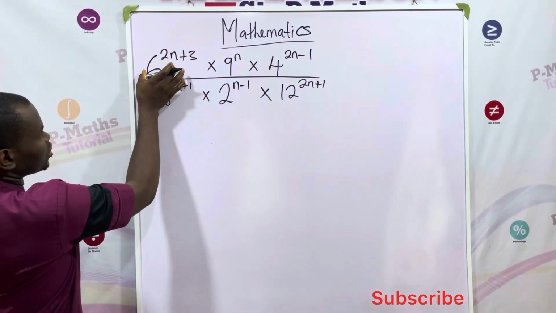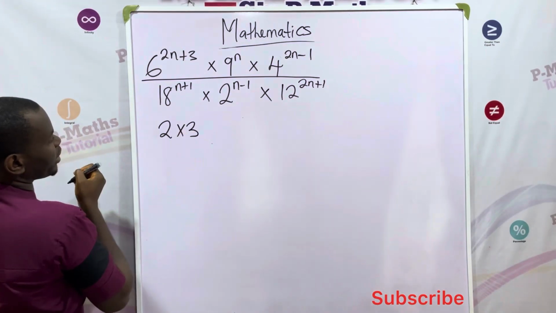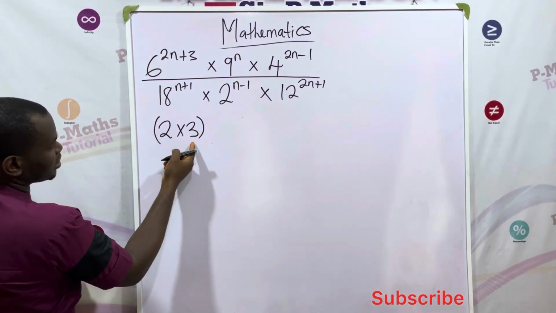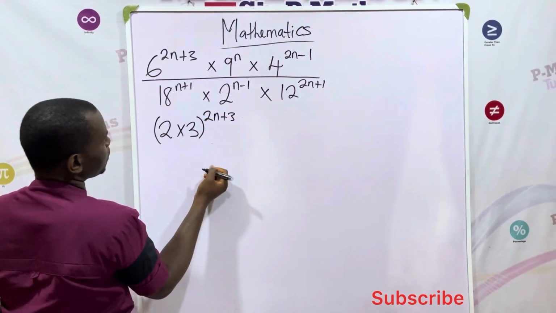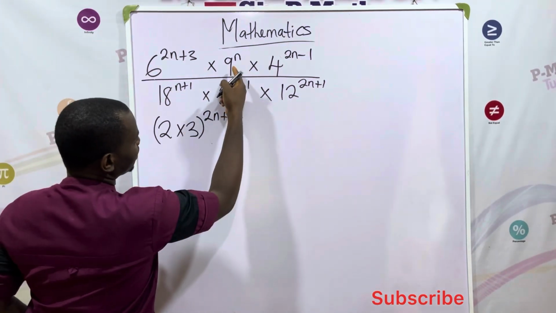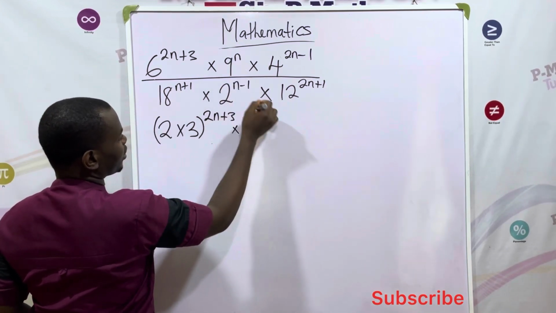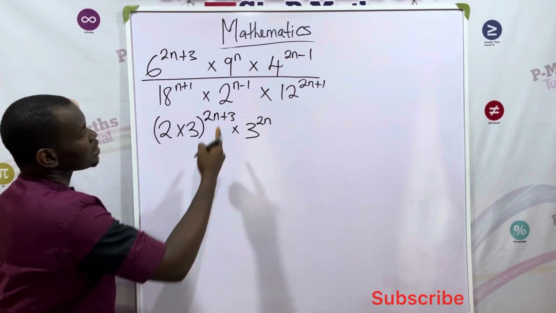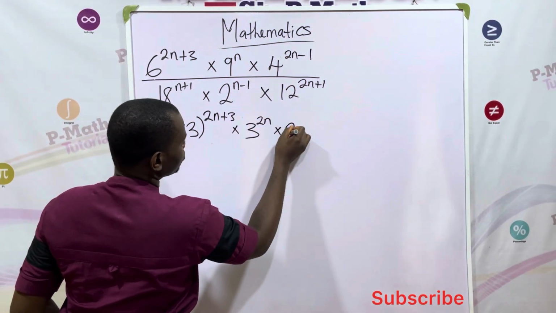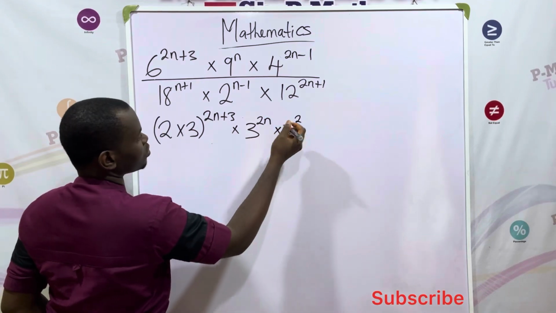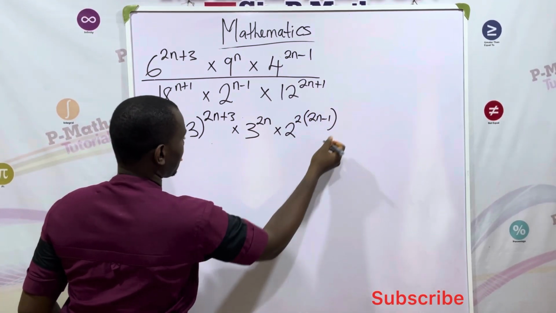The first step is to reduce this to a multiple of 2 and 3, right? Because 2 times 3 gives you 6. Now we still have our power 2n plus 3. Then over here, we write this as 3 raised to the power of 2 times the existing power, then multiplied by, reduce 4 to base 2. So that would be 2 to the power of 2, multiply the existing power, 2n minus 1.